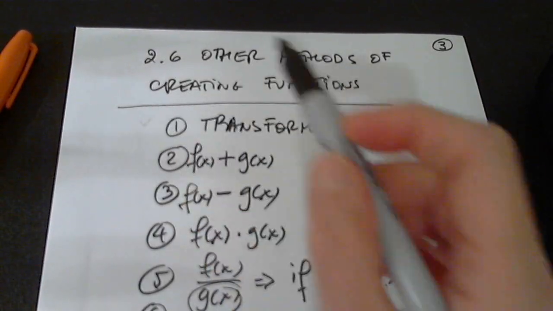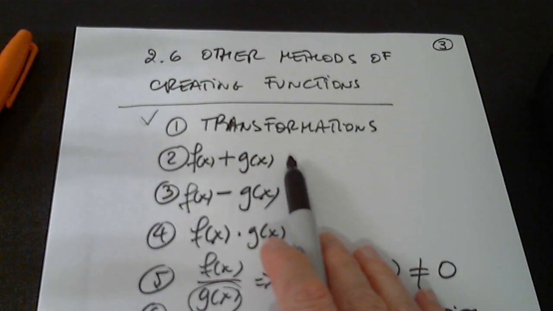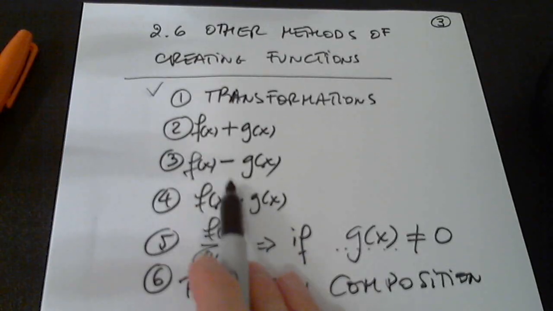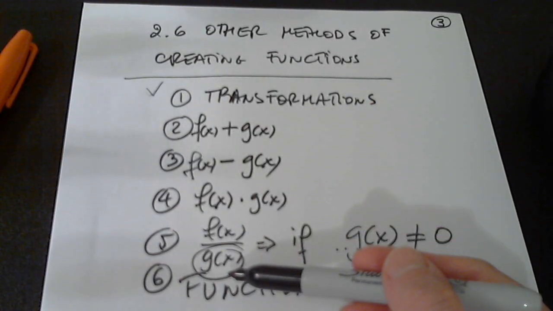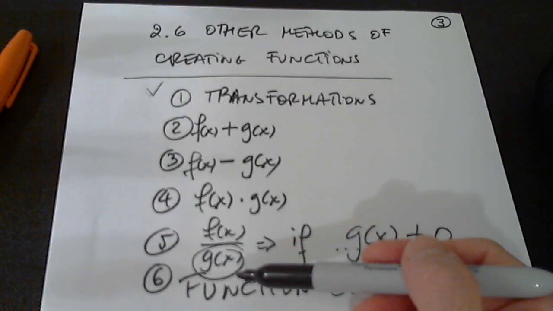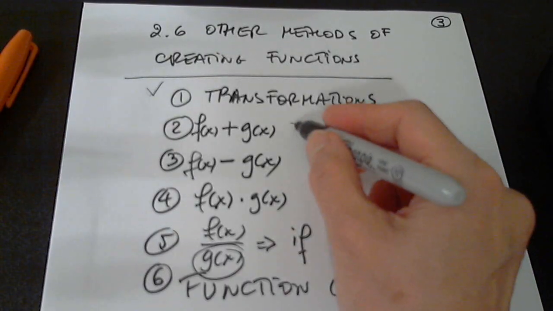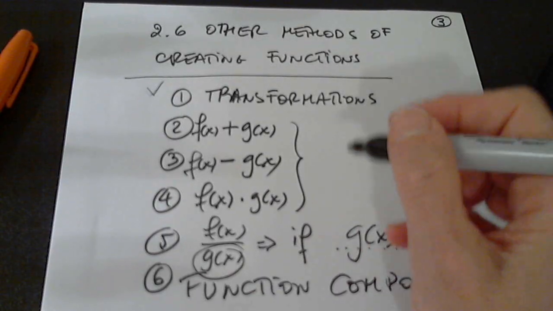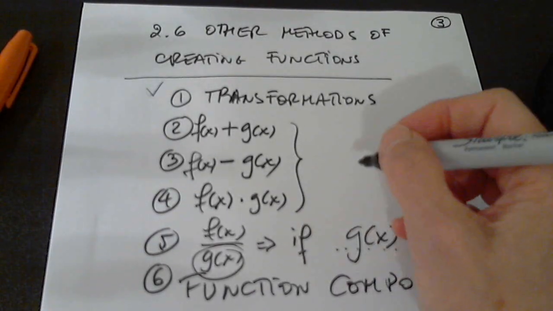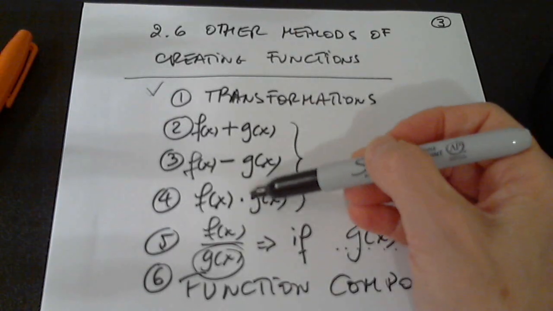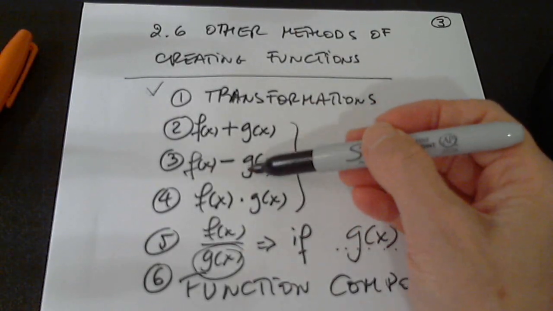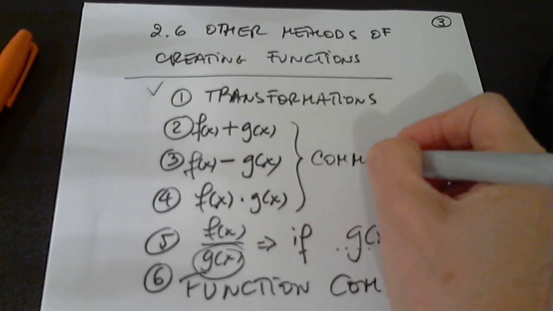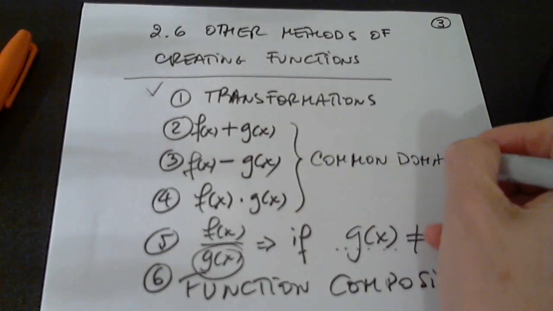So we know transformations again. Applying transformations on basic functions, we can create new functions. Now let's talk about these 4: addition, subtraction, multiplication, and division. These have a common characteristic. The common characteristic here is the domain of the sum, difference, and product is always the common domain. I'll explain in a minute.